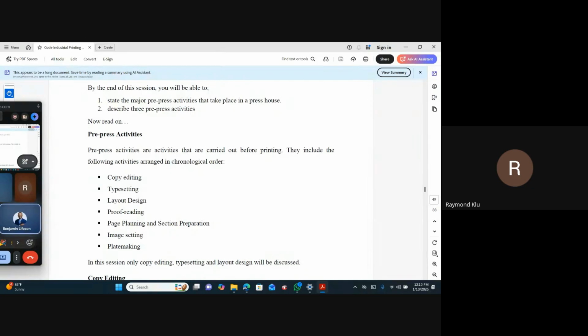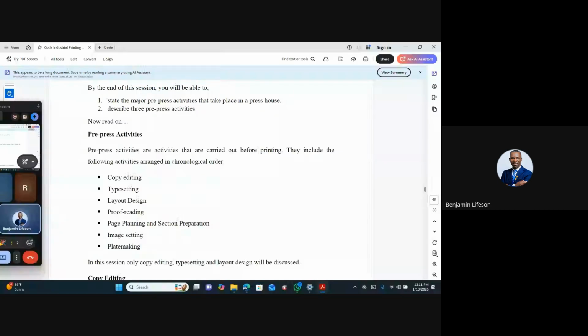Okay. Pre-press activities. Pre-press activities are activities that are carried out before printing. They include the following activities arranged in chronological order. Okay, so you realize that we say pre-press, so pre-printing, before printing. So, you know, press is to print.